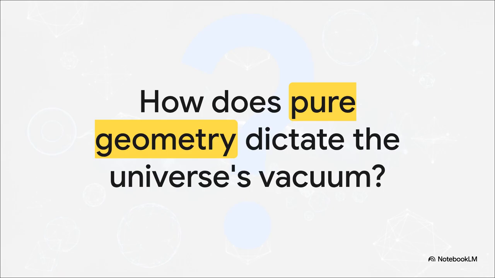Well, our sources today propose something absolutely breathtaking. They suggest that the vacuum energy of the cosmos, what physicists usually call dark energy, isn't some mysterious invisible substance at all. Instead, it's just the lowest resonant frequency of the universe's fundamental shape. To really grasp this, we have to look at the topology of a non-orientable surface. So let's set the stage.